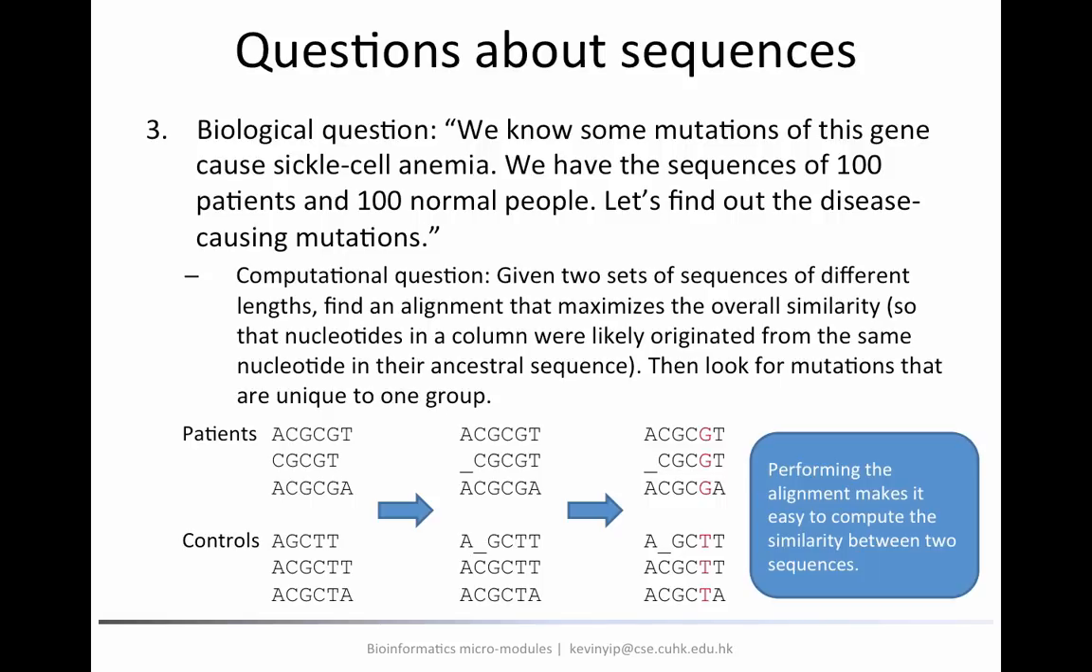So as you can see from this example, adding the gaps, that is, doing the alignment, is an important part when we want to study the disease-causing mutations. And similarly, if you want to compute similarity scores between different sequences, this is also a very useful step. So now let's formally define the meaning of sequence alignment.